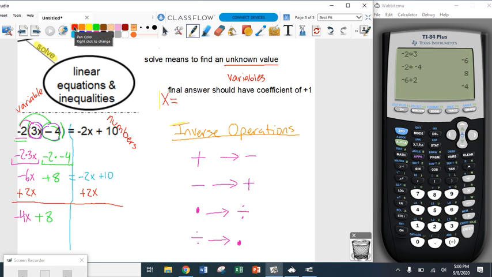Be careful here. Negative 2x plus 2x made my 0 pair. Those are gone. We can cross them out. And then bring down our positive 10.